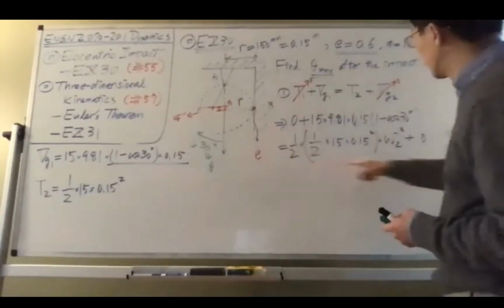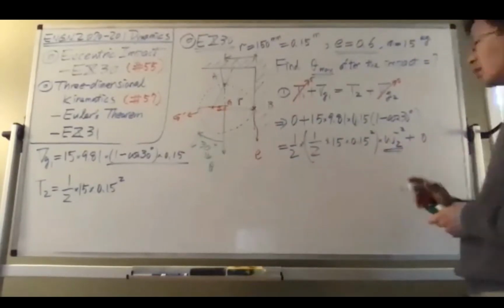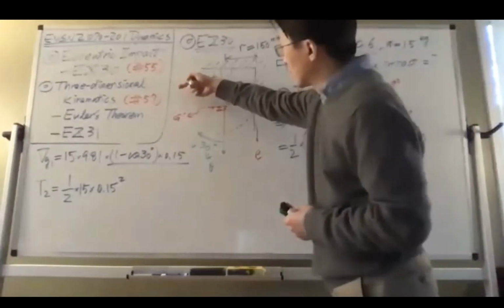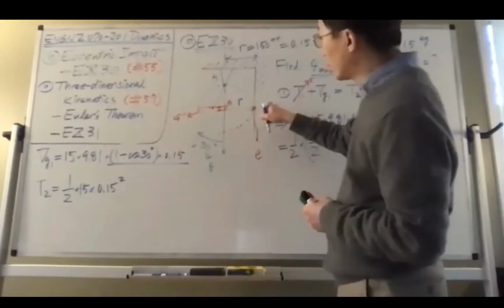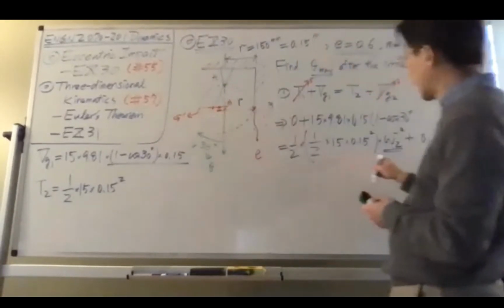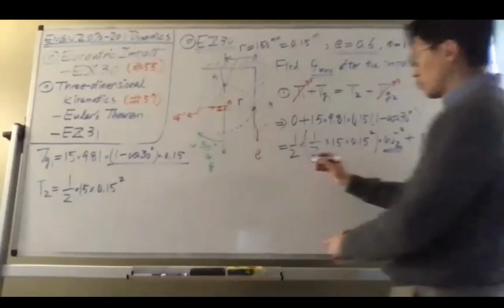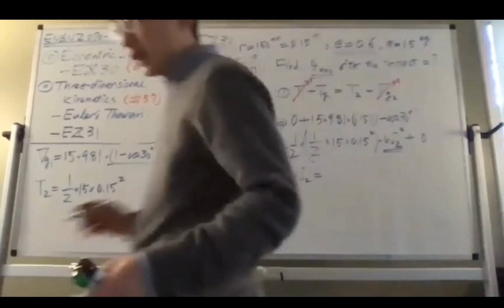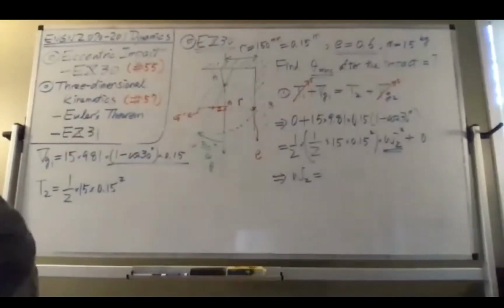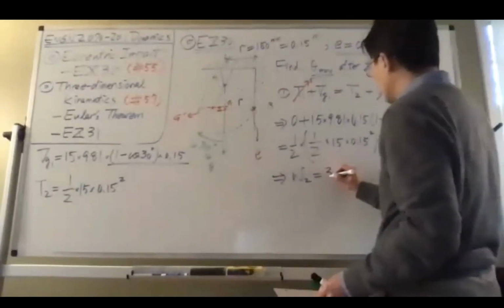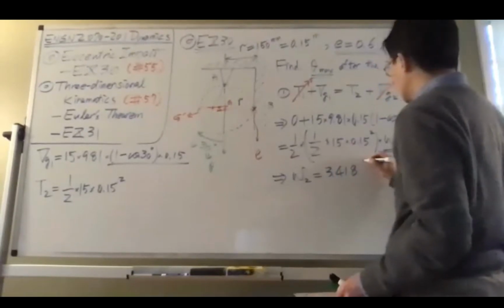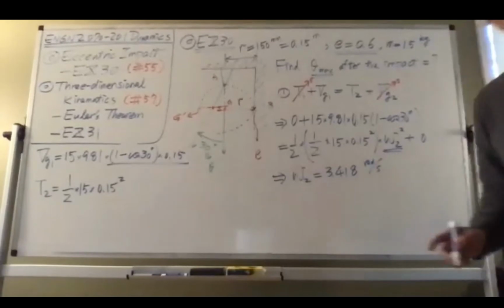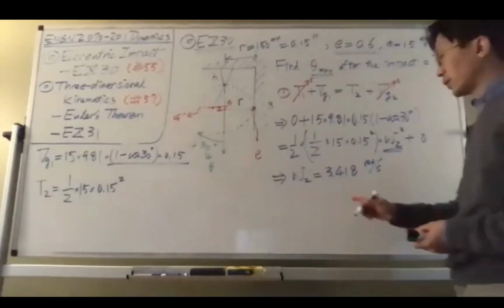And the whole thing has only one unknown, omega 2. So this omega 2 means that when the disk swings back to point B, right before it hits it, it carries this omega 2. So of course, we can find out the value of omega 2. Omega 2 can be found to be 3.418 radians per second.